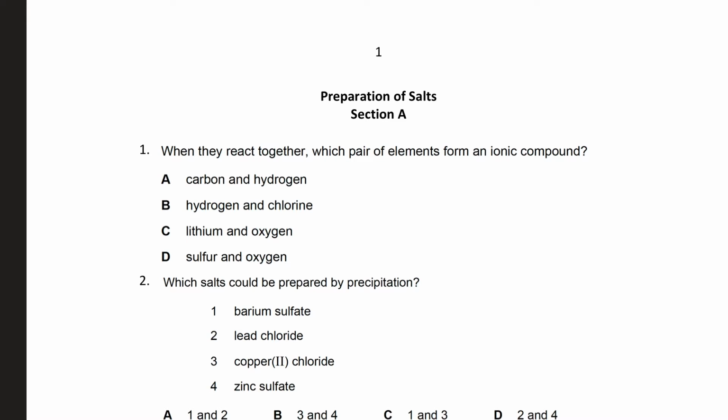So let's start. When they react together, which pair of elements form an ionic compound? Now we understand in O levels and IGCSE that metals and non-metals, when they react together, form ionic compounds because they transfer electrons. But when non-metals react with each other, they form covalent compounds. So based on that, we are looking for a metal and a non-metal pair, which is option C here. The rest of them are just all non-metals.